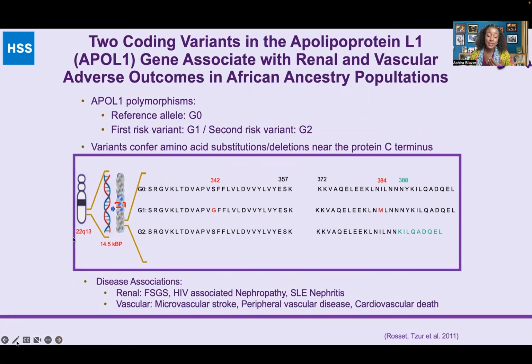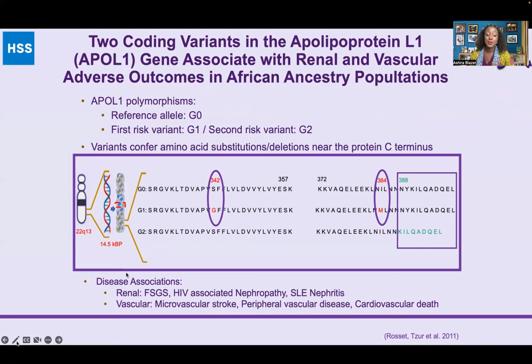So, APOL1 is encoded on chromosome 22. And when looking at the amino acid structure of the reference or G0 allele, the G1 variant encodes two amino acid substitutions, and the G2 allele encodes a two amino acid truncation. Now, these variant alleles are very common in African ancestry populations, and about 13% of African Americans carry the high risk genotype, meaning carrying APOL1 variants, either G1 or G2, in any form.